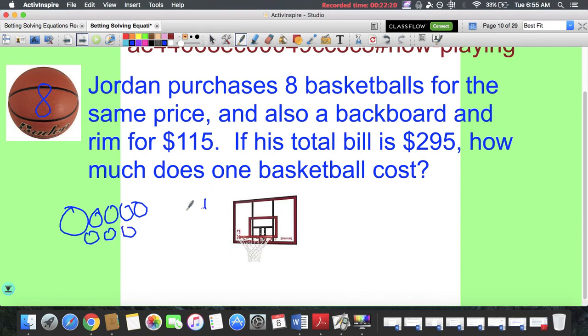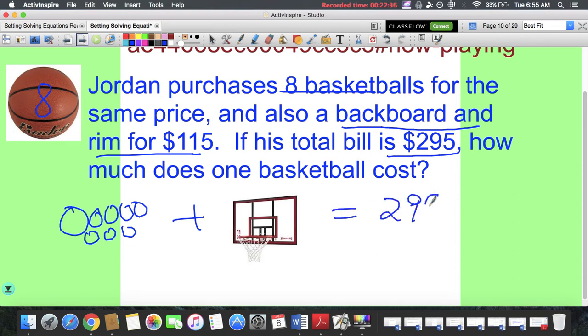Plus this, this is called your backboard rim. Okay, he's going to buy 8 basketballs, and this is all going to be $295. So how much is this one? This one I can change, and I can write $115.